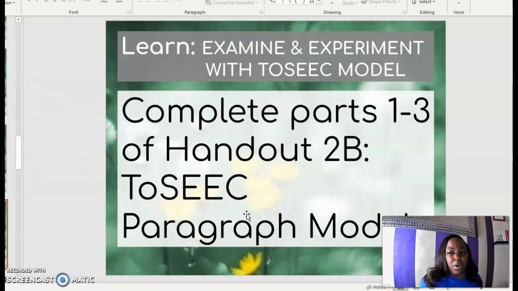At this point, you're going to complete parts 1 through 3 of handout 2B, the two-set paragraph model, and that's under your resources for Module 1, Lesson 2.